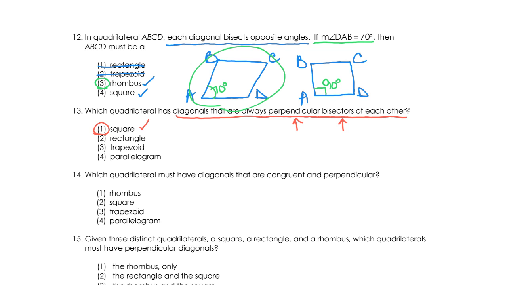Okay, number 14. Which quadrilateral must have diagonals that are congruent and perpendicular? Diagonals that are congruent would happen in a square. And I would say rectangle, but that's not a choice. And I would also say isosceles trapezoid, but that's also not a choice. So it's got to be a square. The diagonals are congruent and they would form right angles in the middle.